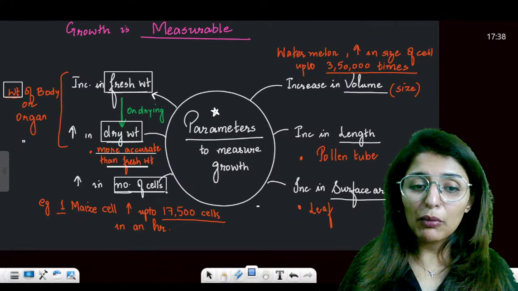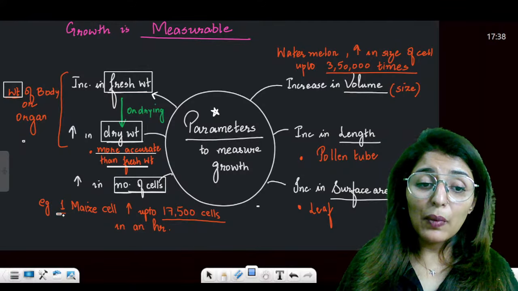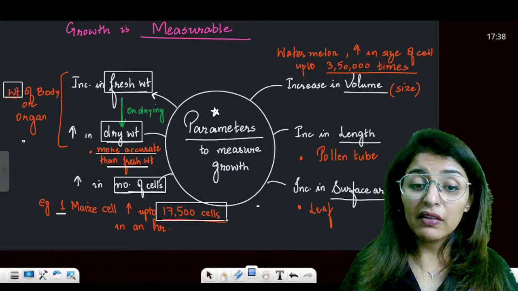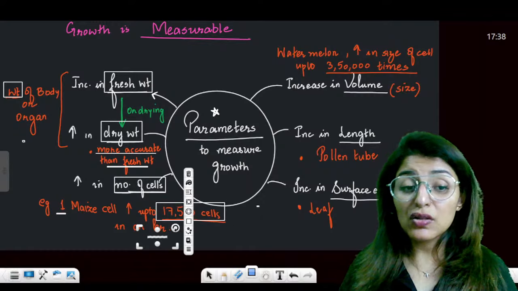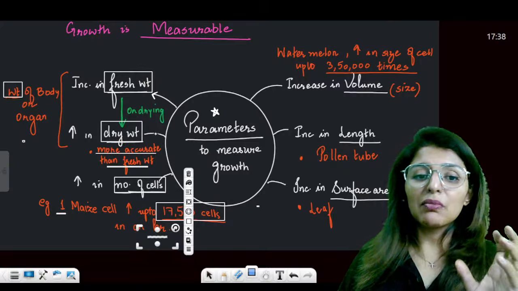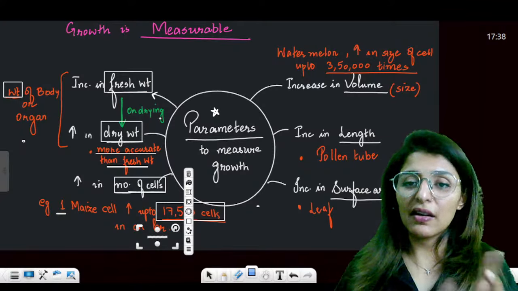Then coming on to the number of cells. See, for this, NCERT has given a very important example. One maize cell will increase up to 17,500 cells in an hour. So imagine the rate of growth for maize cell. So in maize cell, we measure growth in terms of number of cells, how much number of cells have increased.